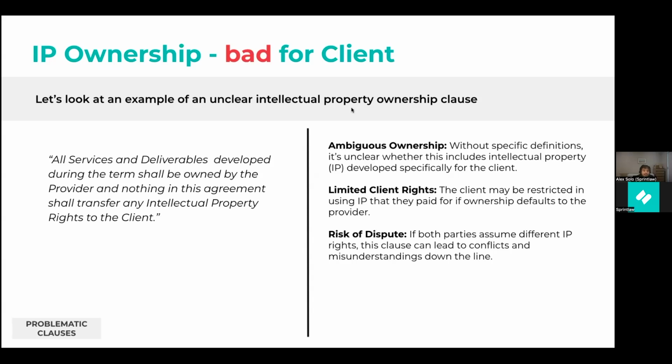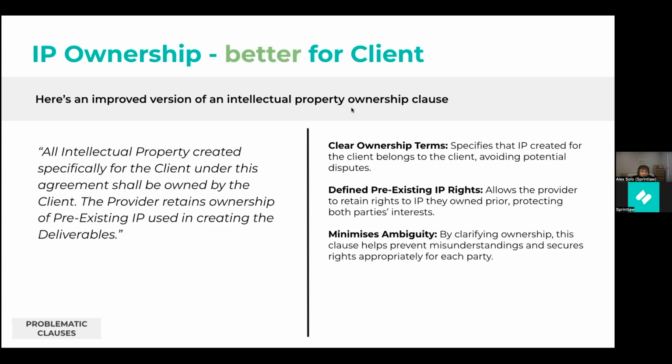So a common compromise that we see on the intellectual property clause is something like this clause. All intellectual property created specifically for the client of this agreement shall be owned by the client, but the provider retains ownership of pre-existing IP used in creating the deliverables. So the way this works is the client is going to own new stuff that was created in collaboration with the service provider, but any stuff that the provider already had before they even started working with the client, which they're probably using already or want to use with other existing clients, that stuff will be retained by the service provider. And that's often a fair compromise. New stuff I make with you is yours, but stuff I already had is mine.